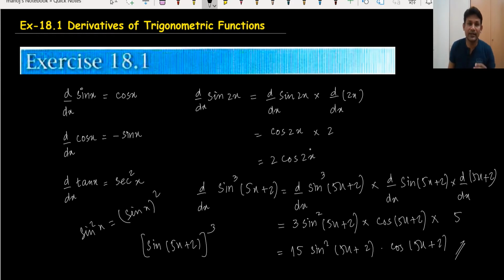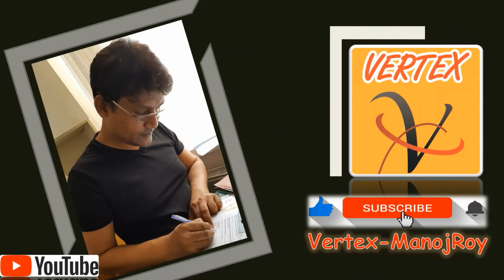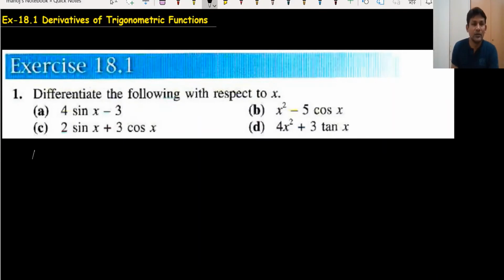So this is the basic explanation for exercise 18.1 to start. Let's start with question number 1. Question number 1, 18.1. In the first part, we need to differentiate d upon dx. Normally we should write it in the exam, and sometimes we can do it directly. Just remember one thing, we never differentiate the coefficient. 4 will remain 4, and the differentiation of sine x is cos x, and the differentiation of minus 3 is 0. So the right answer is only this part.